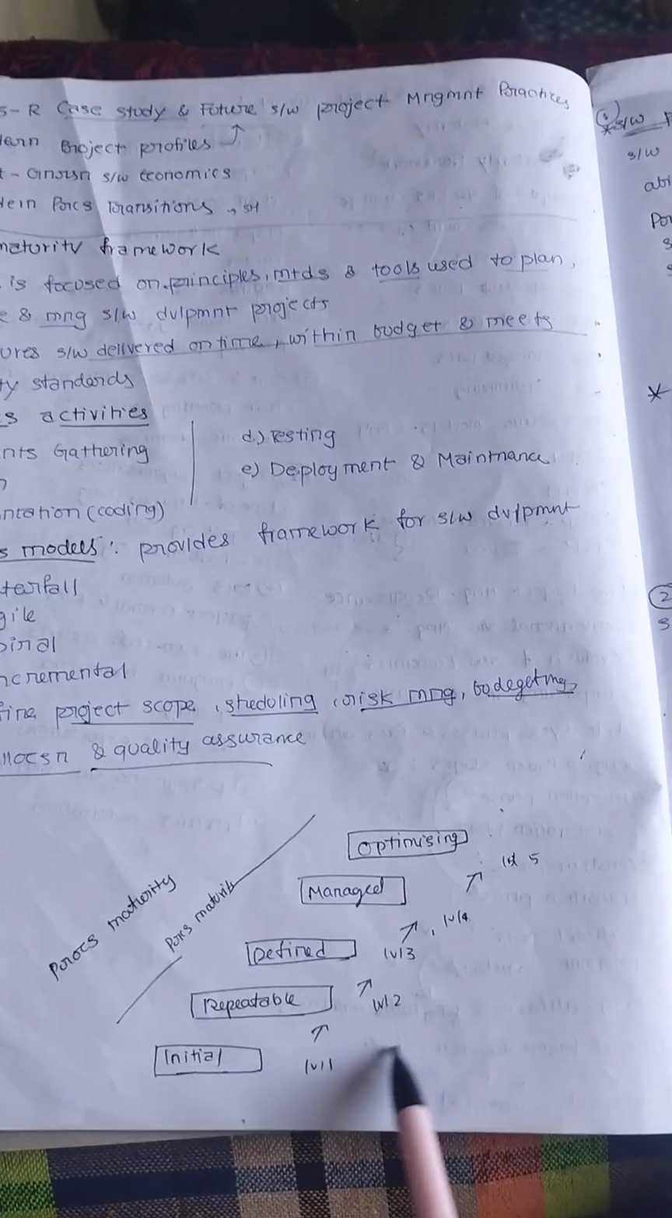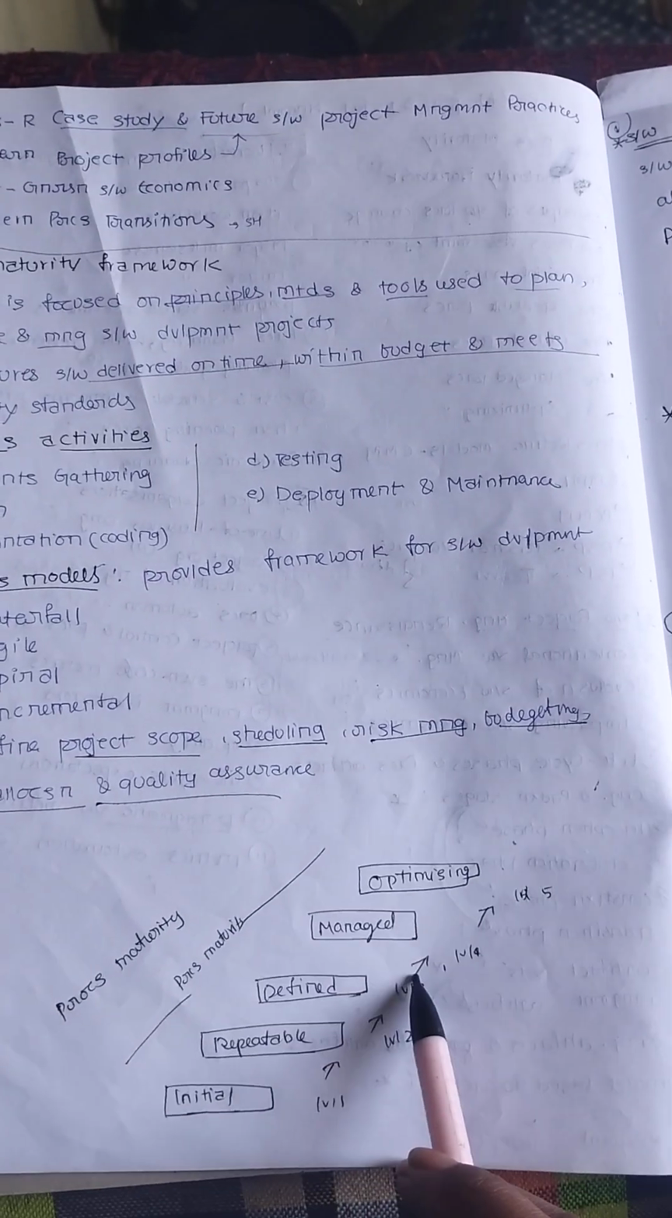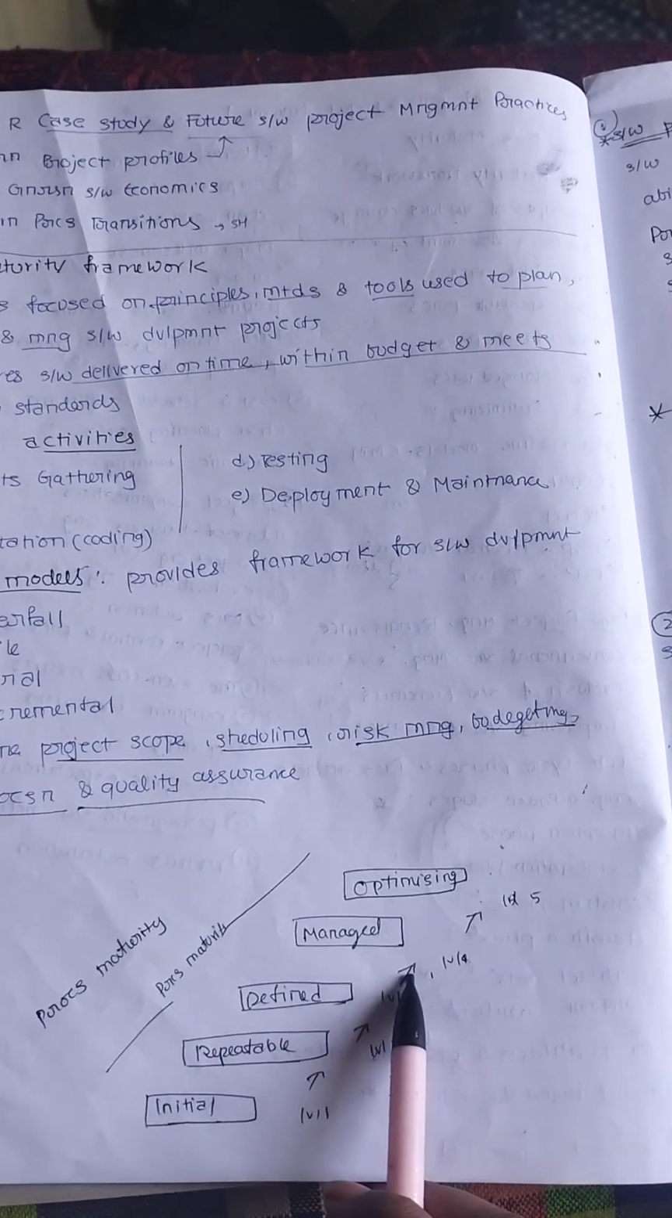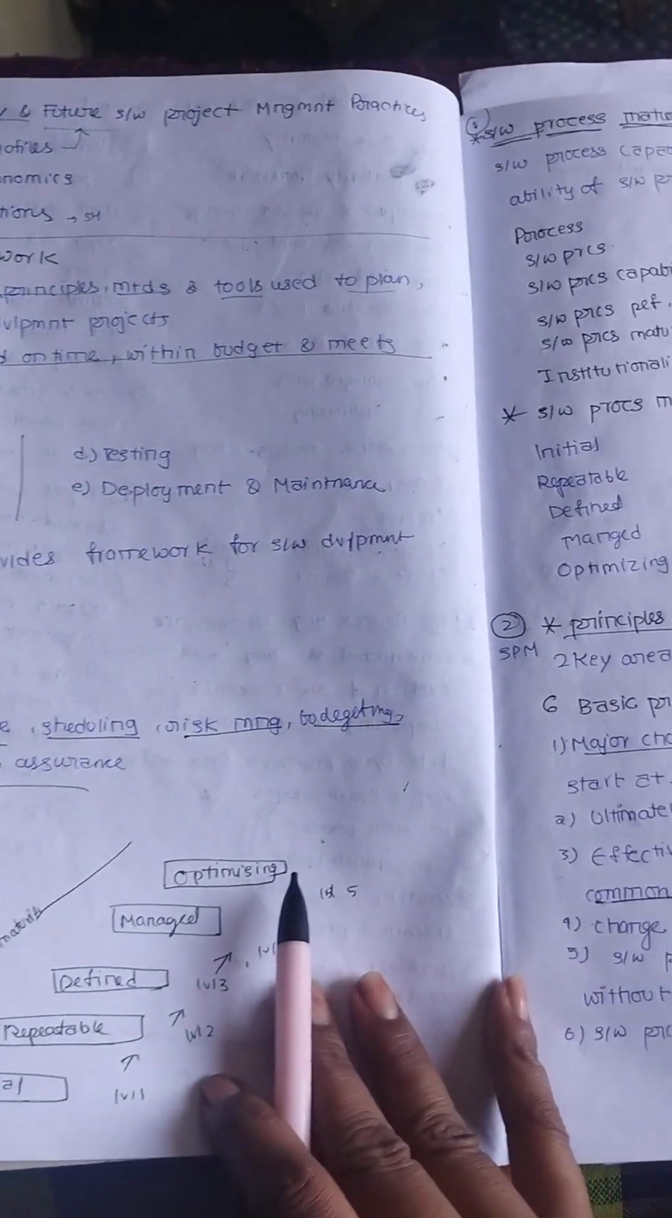This is the diagram of the process: initial, repeatable, defined, managed, and optimizing. This is the process maturity diagram.